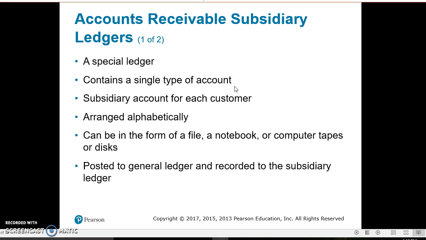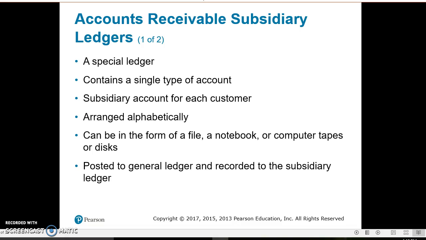We have what we call the accounts receivable subsidiary ledger. You're also going to have accounts payable, which is in the next chapter, but accounts receivable is just a special ledger. It only contains the names of the people who have accounts with you, people that can charge with you and who owe you money. In the subsidiary ledger, we arrange them alphabetically.